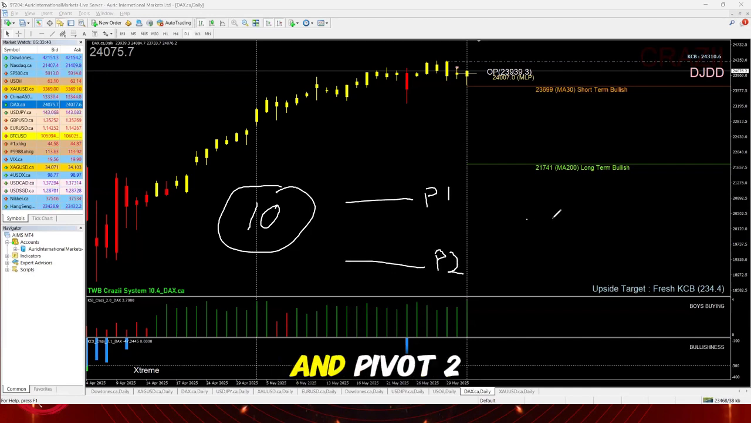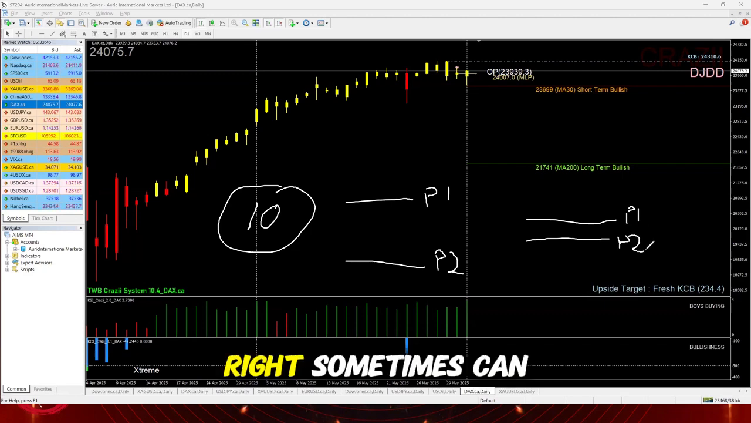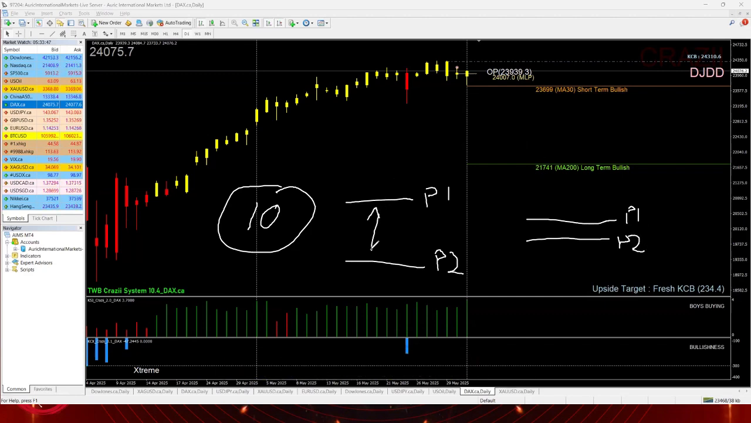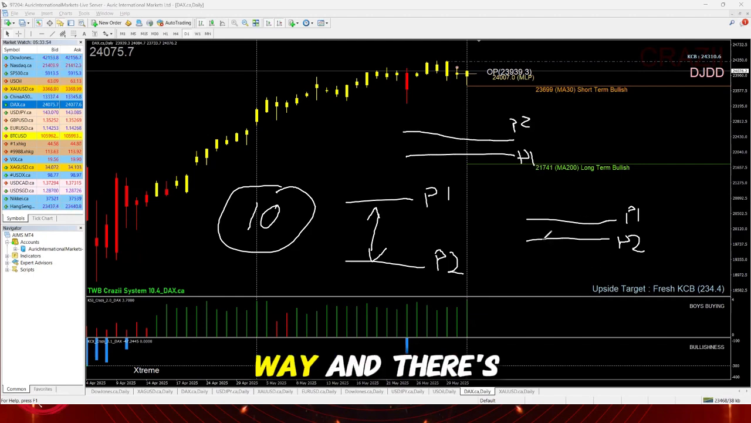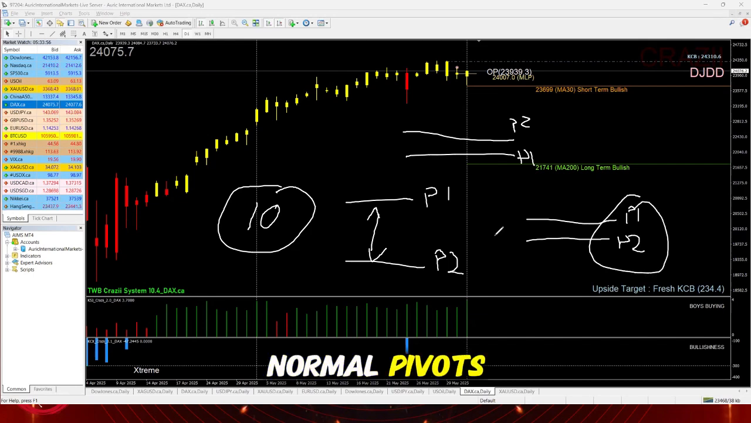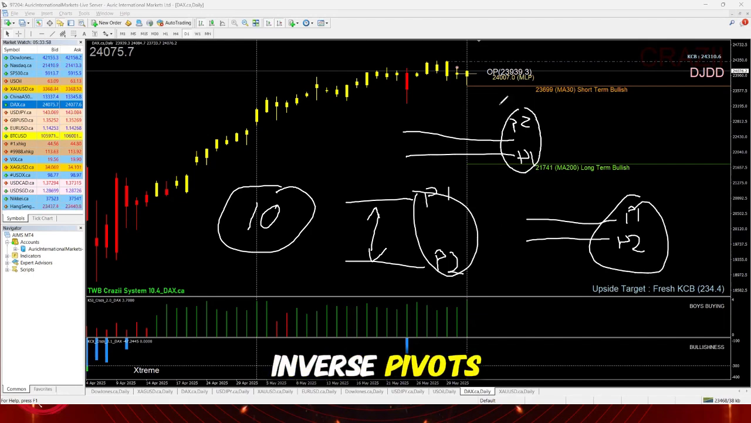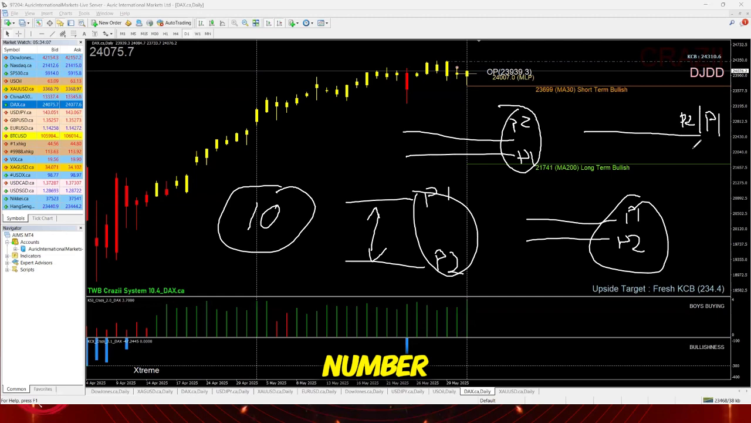Sometimes pivot 1 and pivot 2 are very close to each other. Sometimes they can be very wide. Sometimes they can even be inverse, where pivot 2 is on top and pivot 1 at the bottom. So this is the normal pivots, and this is the inverse pivots. Then there's one more type, where you have a single line where pivot 2 and pivot 1 share the same number. So there's a third kind. And the last kind, the fourth, is the no pivot.